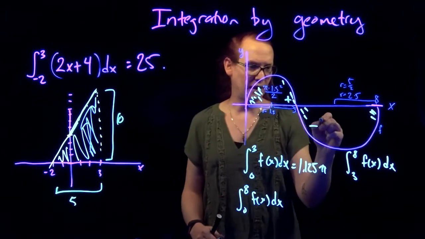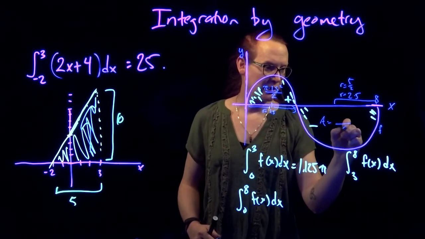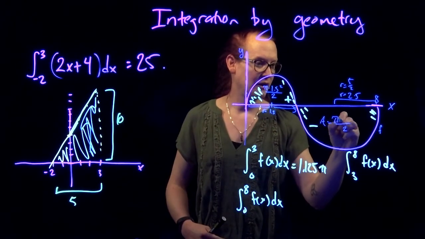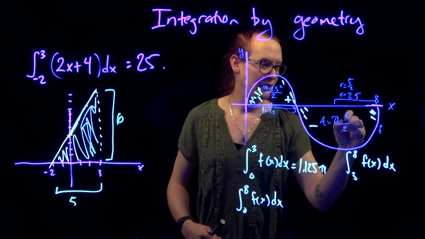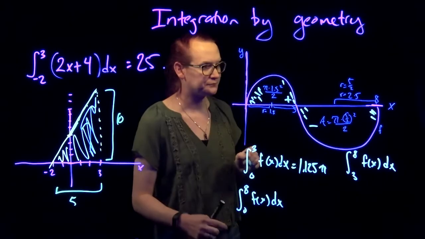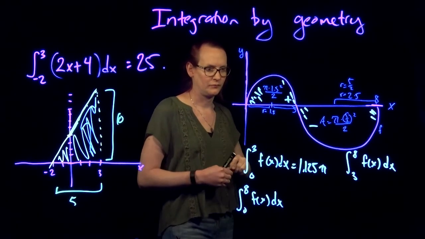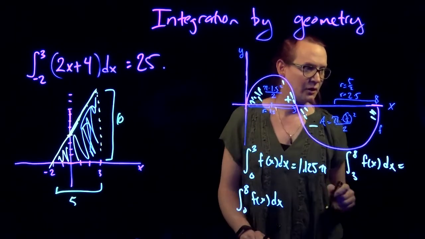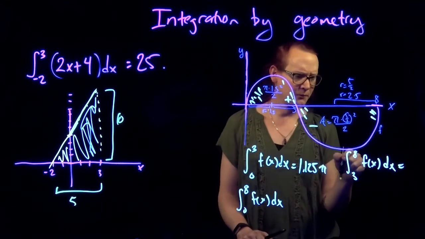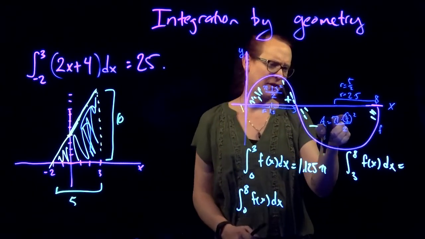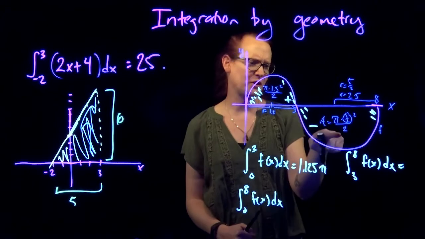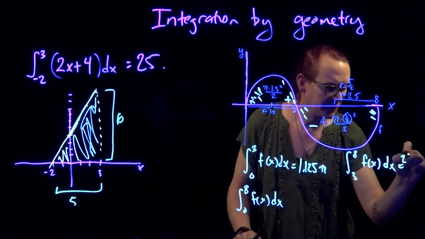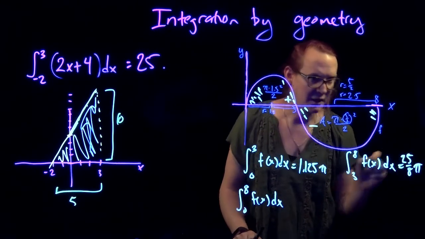Which means that the area of this, well, it's half the area of a circle, is pi times 5/2 squared. So this one here is equal to, let's see here. If I expand this out, I'm going to have 25. I have 2 2's up here and another 2 down here. So that's 25 over 8, 25 over 8 times pi.